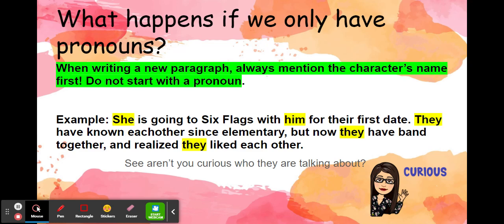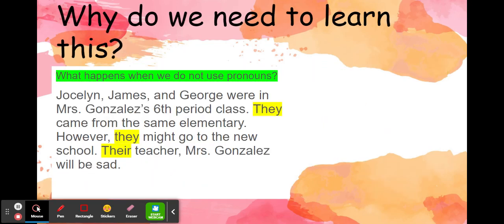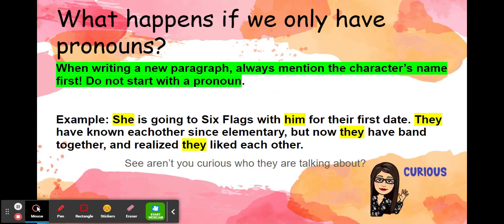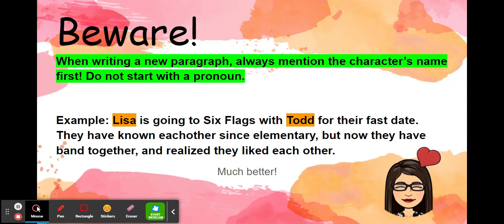We have no names. So whenever you're writing a paragraph, the first line, such as this, you need to say the people's names. Jocelyn, James, and George were in Mrs. Gonzalez's class. That is perfect. And then feel free to move on to pronouns. Here, I would have to start with Lisa and Todd. And then after that, the rest are pronouns.